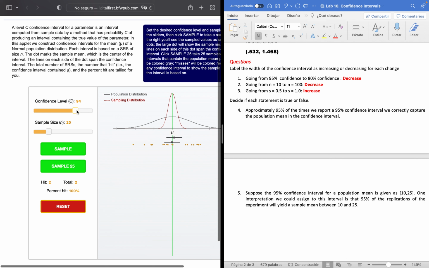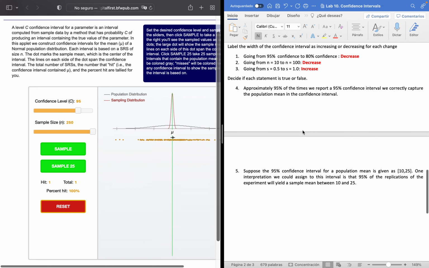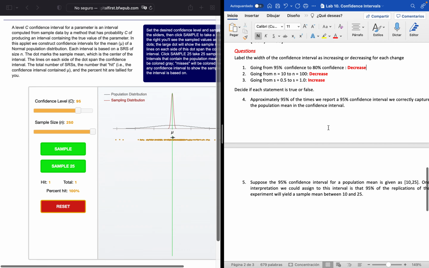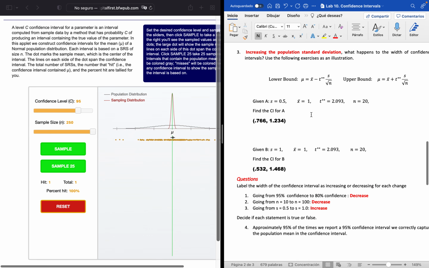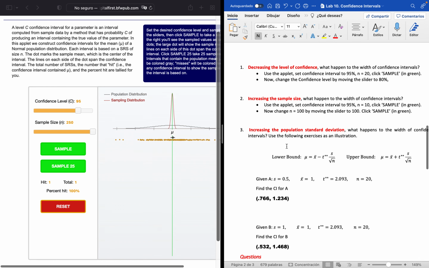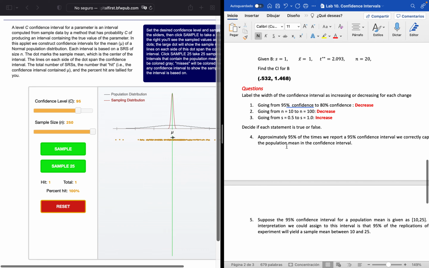So I'm assuming that we can observe the same here with this sample size. Yeah. So the rest is okay. All right. Yeah, I'm sorry for that. I got confused because this should be decreasing the level of confidence, because it goes from 95 to 80%, so we are decreasing the level of confidence. All right.